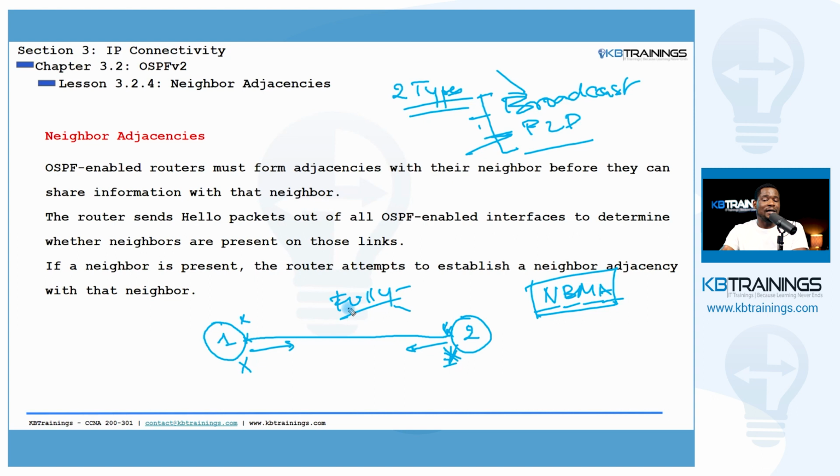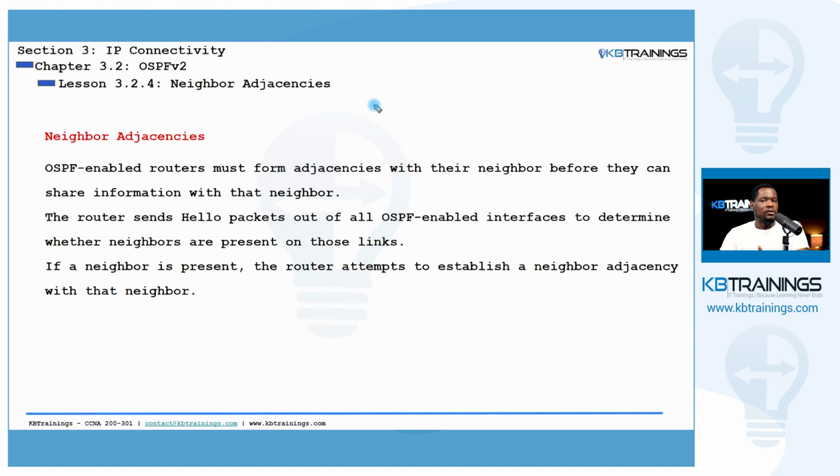So we're going to see exactly the different steps that are involved in this neighbor adjacency process and what are the conditions that we have to consider in this relationship. And I also mentioned fully adjacent. What does that mean exactly? We are going to see in the next slide that we have different states of neighbor.